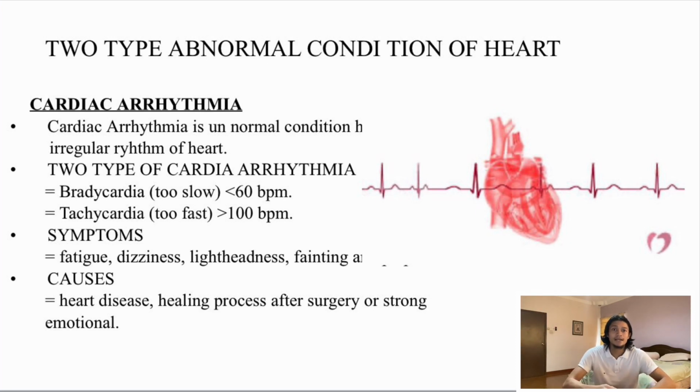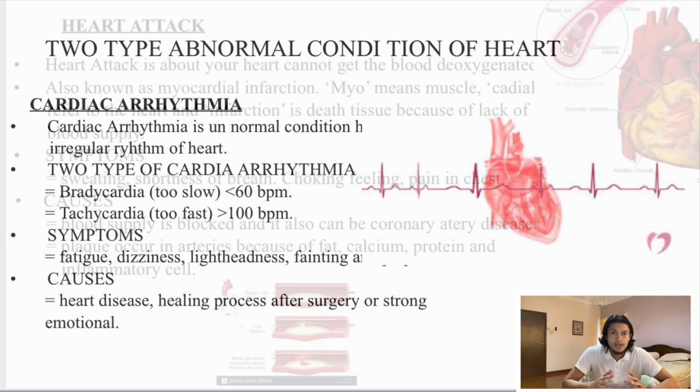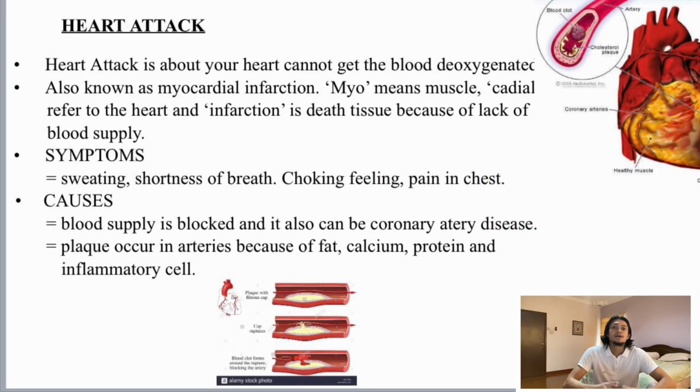The second abnormal heart condition is heart attack. Heart attack means your heart cannot get blood rich in oxygen. Maybe something is wrong with your blood flow.